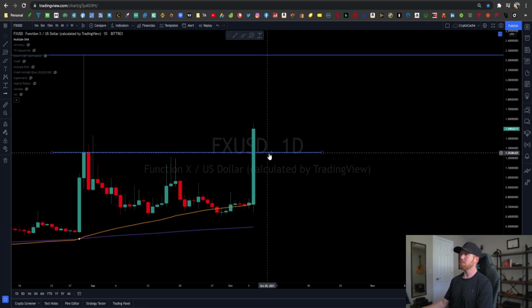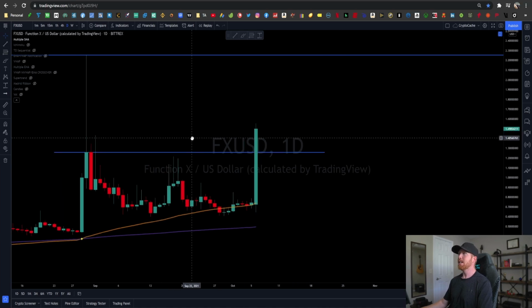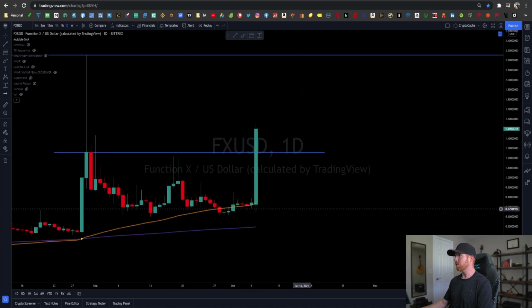And this previous resistance or potential support is going to be a stronger support moving forward based on the fact that it was a previous high that was held previously. So keep that in mind, just some things to understand. But generally speaking, all good things here so far for FX.